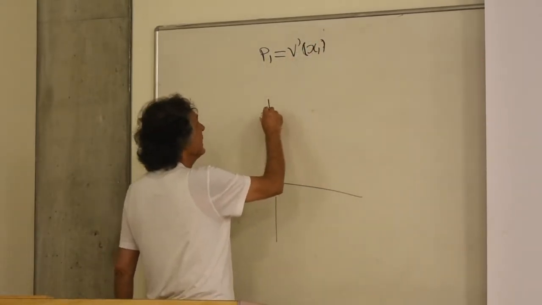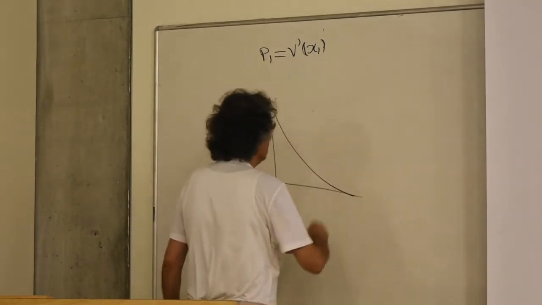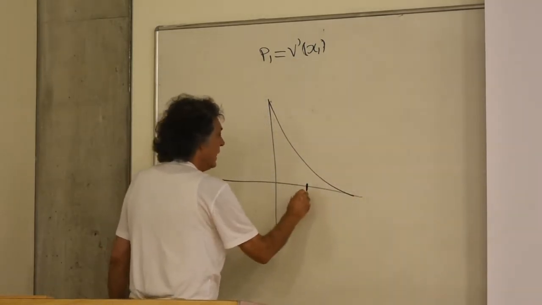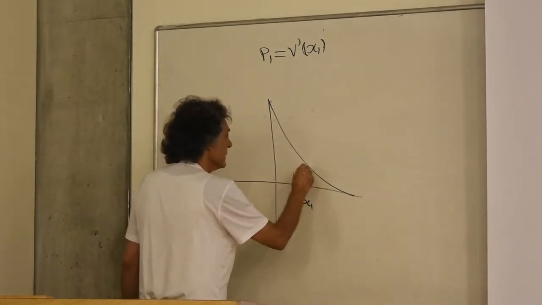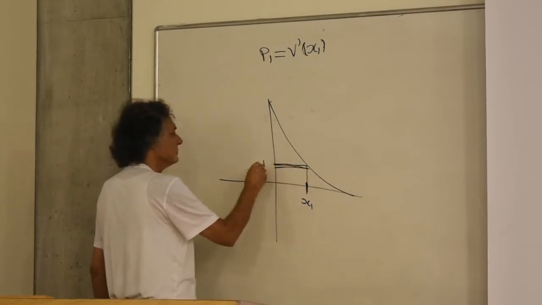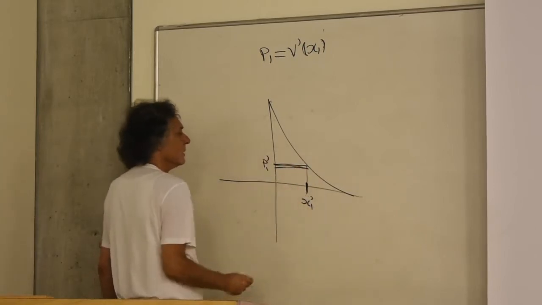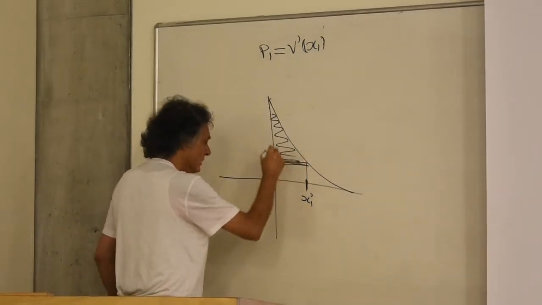Let's say it looks something like a straight line, not necessarily a straight line. Something like this. And I look at X1. The consumer surplus is, this is the price that I paid. And my willingness to pay is all this area.